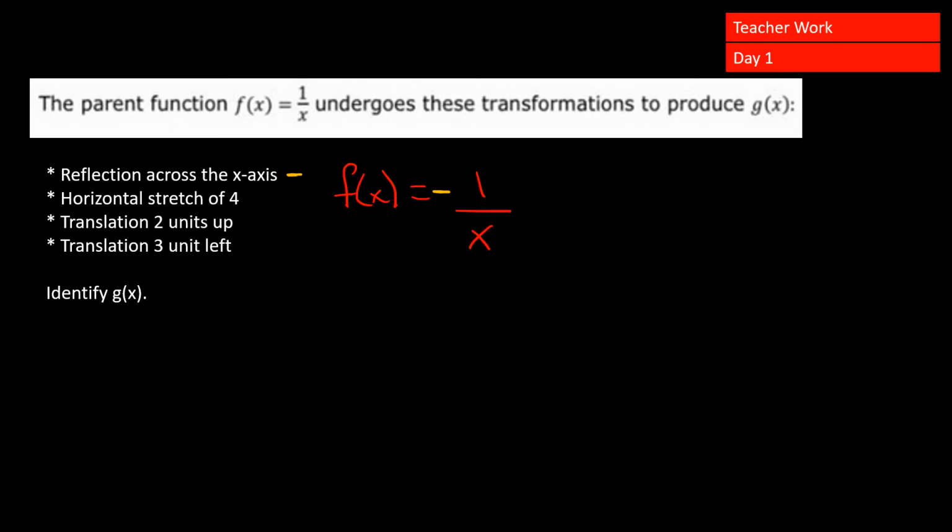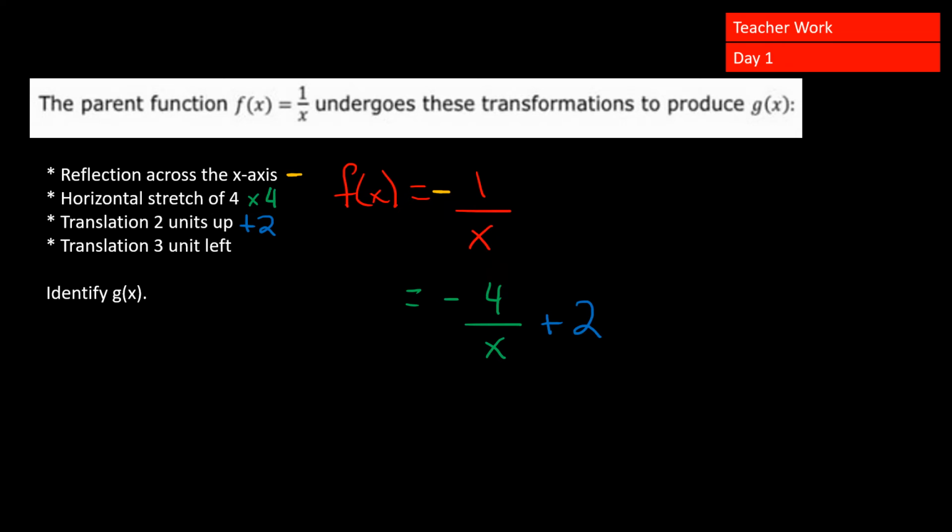So that affects that a value, right? That a value means that we're going to multiply by 4. So we're going to have now a negative 4 over x. We're going to have a translation of 2 units up. So that means that overall we need to add 2.